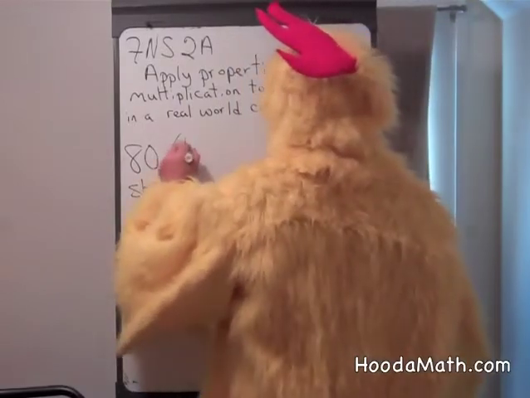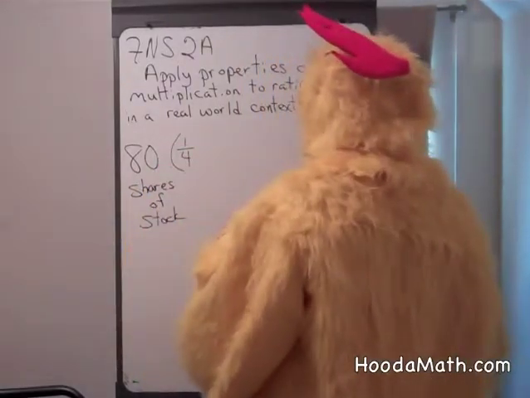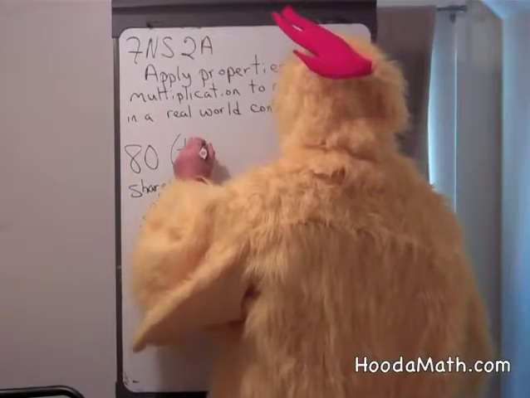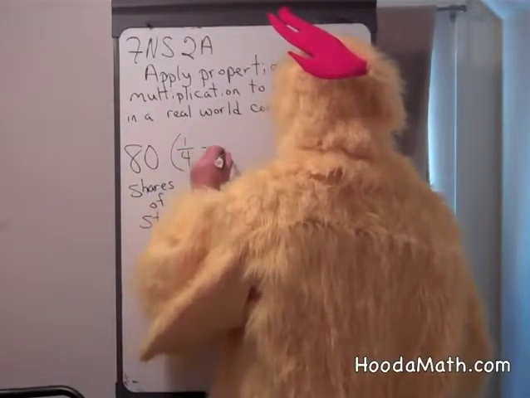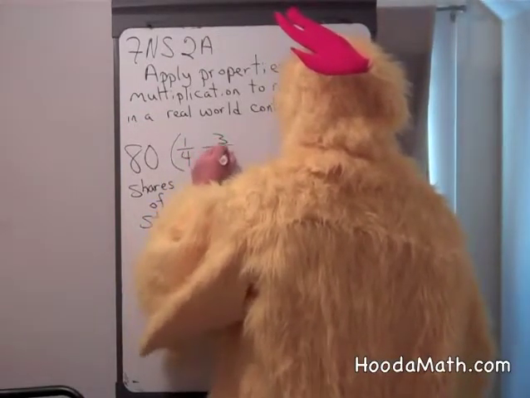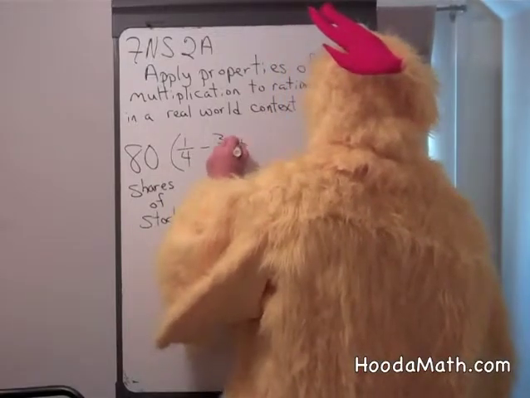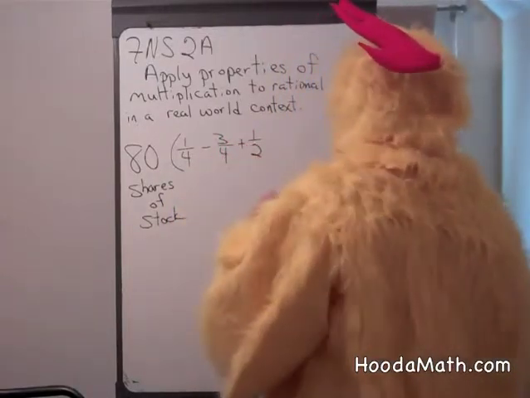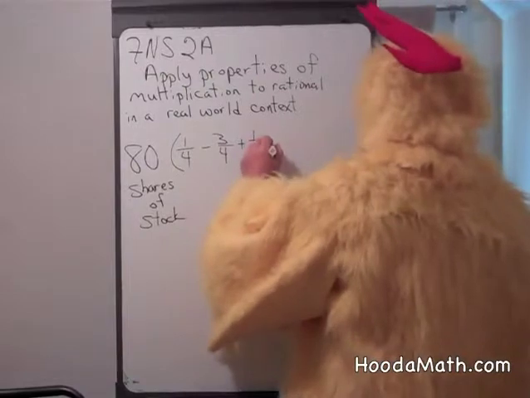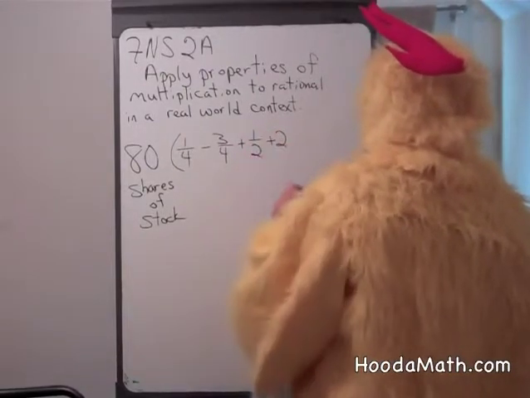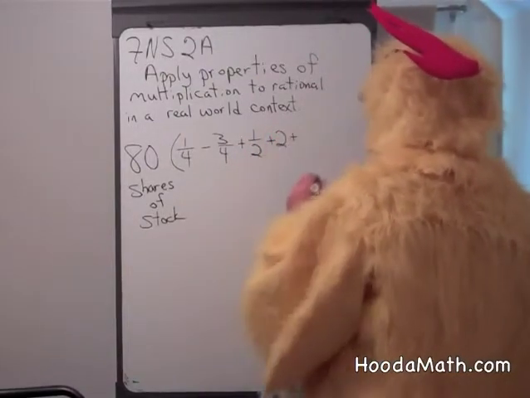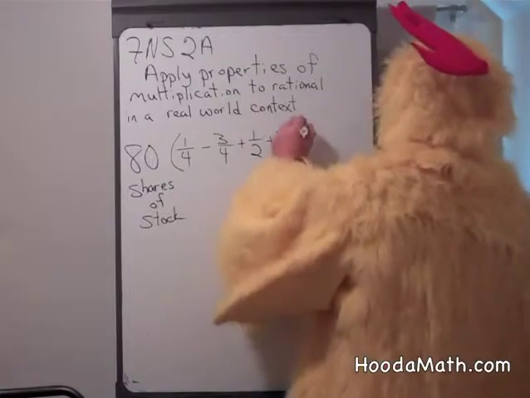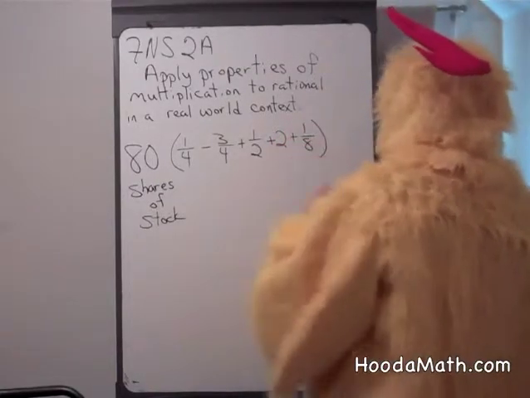First day, the stock went up 1/4 of a point. The next day, the stock went down 3/4 of a point. The next day, the stock went up 1/2. Thursday, the stock went up 2 points. And Friday, the stock went down 1/8 of a point.